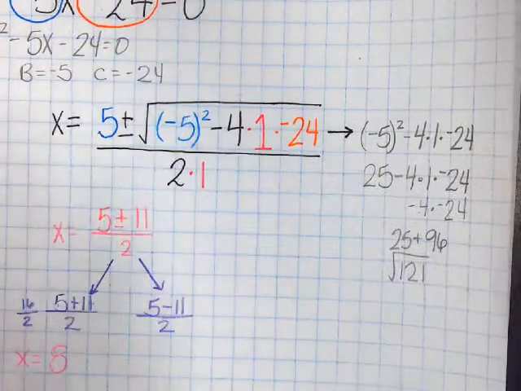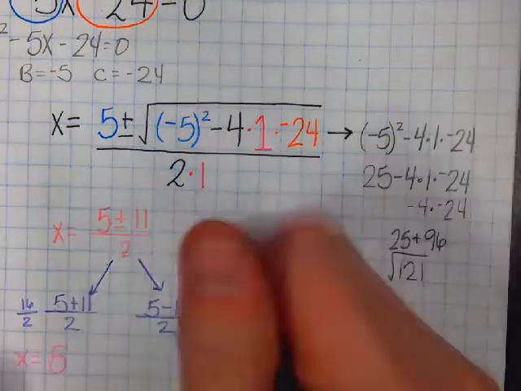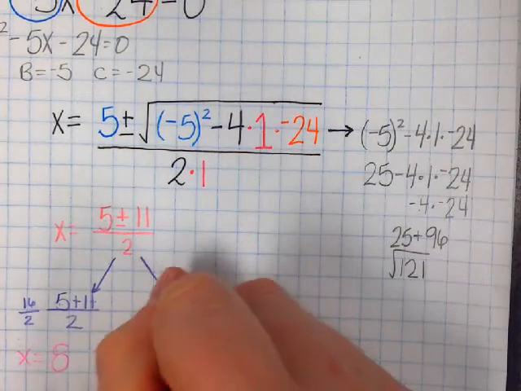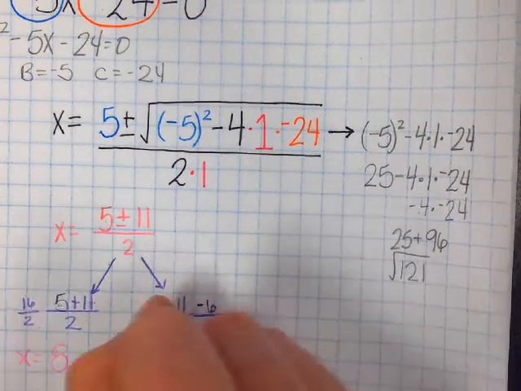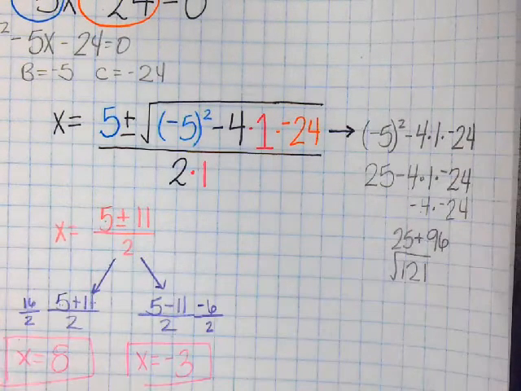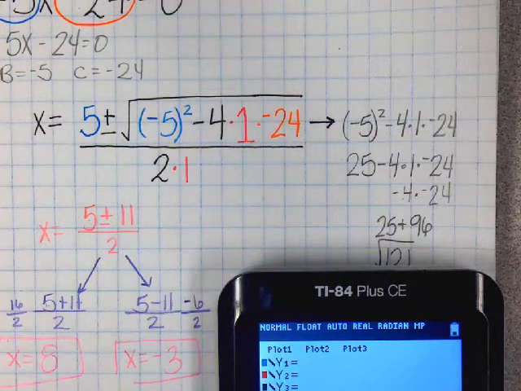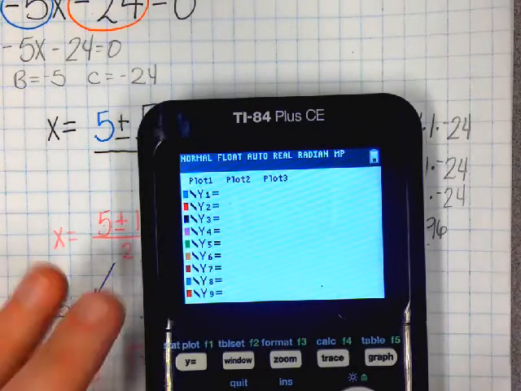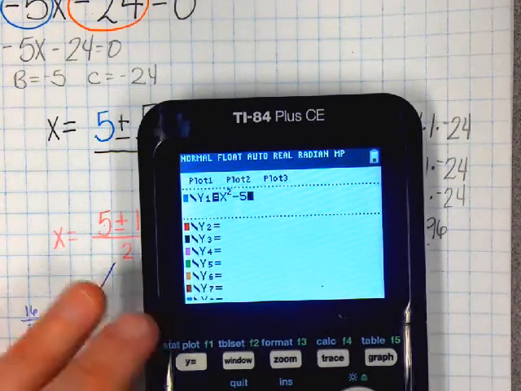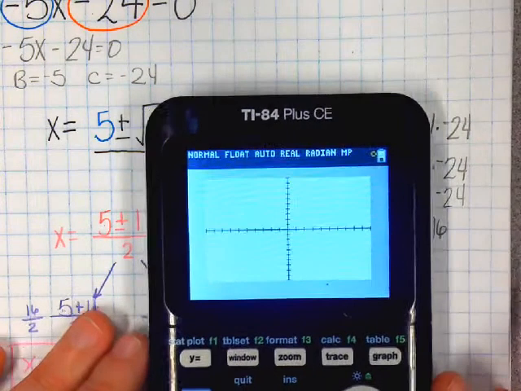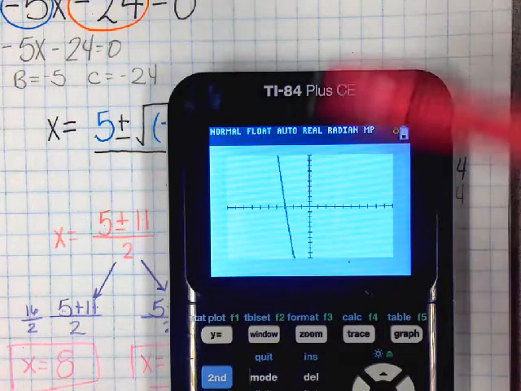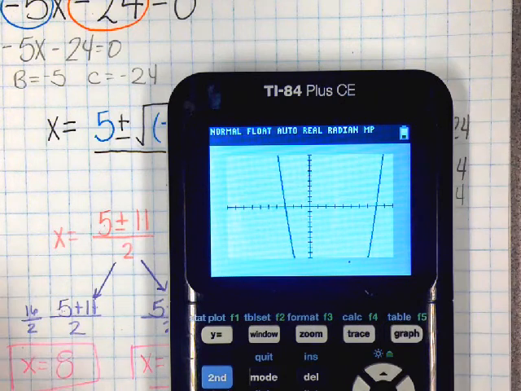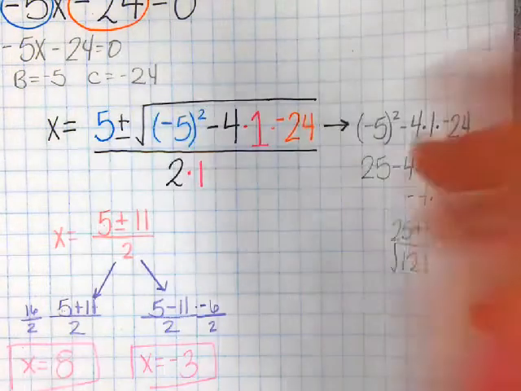And then 5 minus 11 would be negative 6. Negative 6 divided by 2 would be negative 3. So x equals negative 3. You can always check, remember, solutions, or when it equals 0, are just the roots. So if I type in x squared minus 5x minus 24 and hit graph, I have a negative 3 and I have an 8. So those are your solutions.